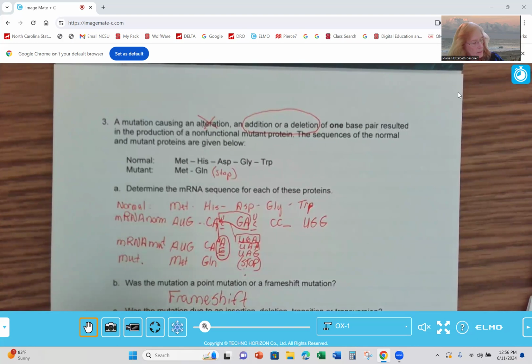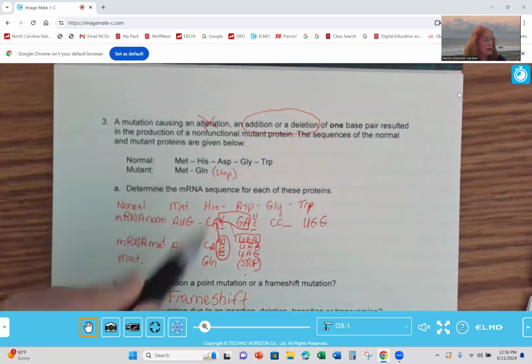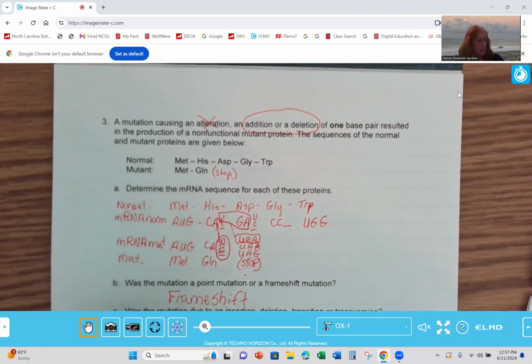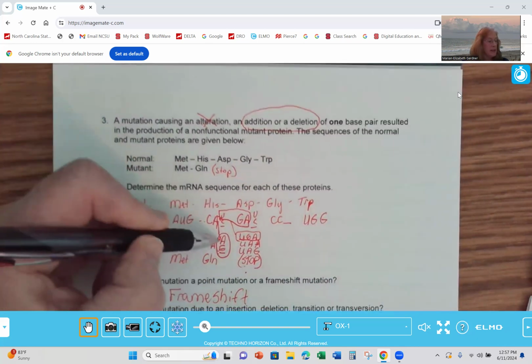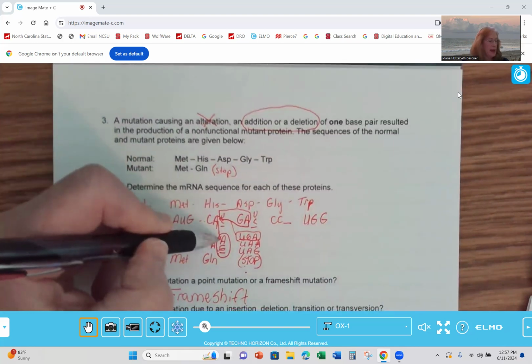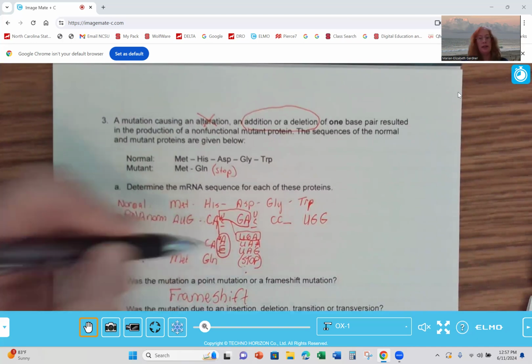It's an insertion. And the stop codon used in the mutant protein must be UGA. And the thing that I inserted was either the A or the G at this position, so either an AT pair or a GC pair.